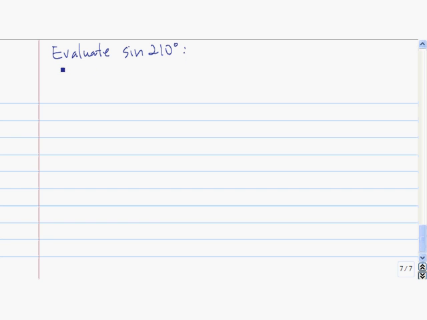Okay, let's put those examples to use by evaluating sine of 210 degrees. So the first thing that we need to do is find a point on the terminal side of 210 degrees. Let me start by drawing that angle. Now we need to find a point on the terminal side of that angle. What we observe is that from here to here, it's 180 degrees. So to get to 210, we have to go 30 more degrees. So this angle here is 30 degrees.